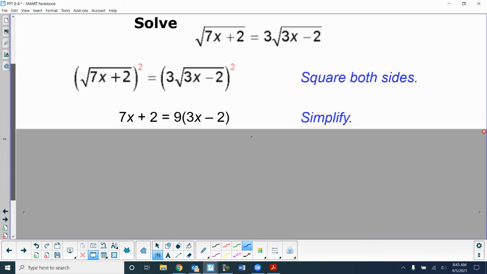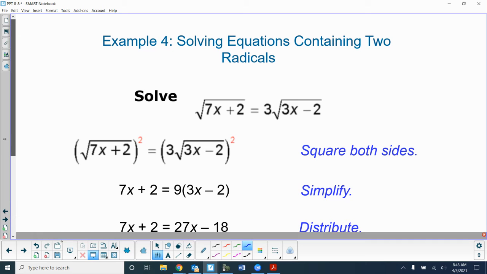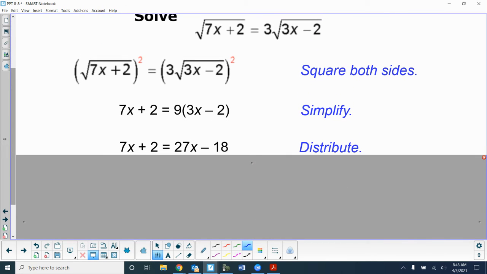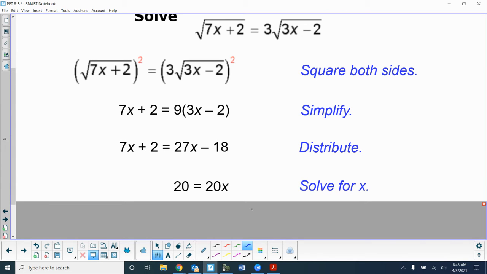So we got what, 27x minus 18? So far, so good? And then what am I going to do? You could subtract the 7x, or you could subtract the 27x, right? I don't know what they did. Let's see. I think they're going to subtract the 27x. No, they didn't. So they did 2 steps at once.